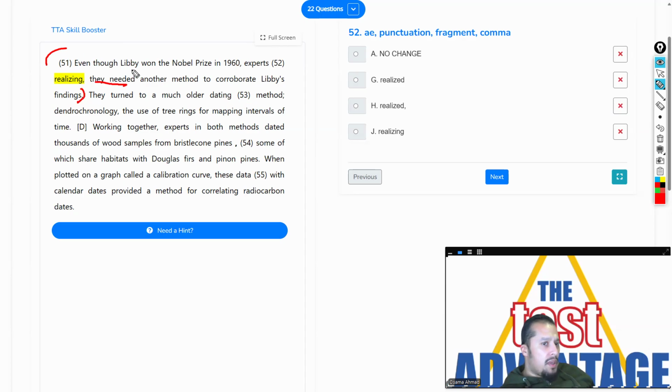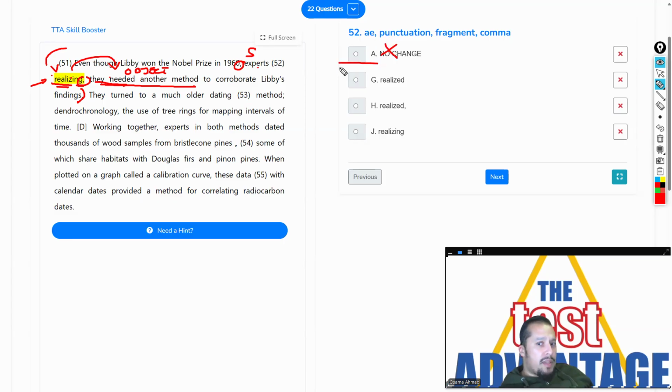So, even though Libby won the Nobel Prize in 1960, comma, experts realizing, comma, they needed another method. Wait. The experts is the subject. What did they do? They realized. What did they realize? They needed another method. That's the object, a direct object. So we can't put anything between the verb and the object. That's how we know this is a verb, because the object comes after it. It receives the action of the verb.